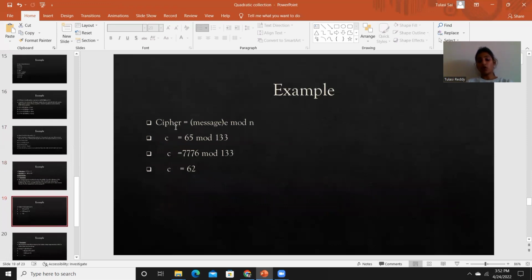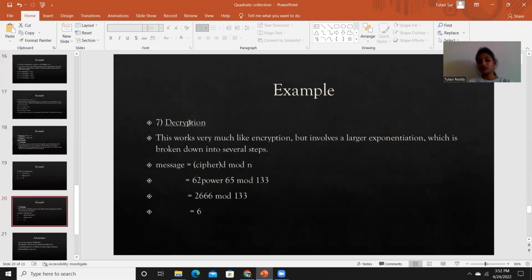So the formula is C equal to m power e mod n. So C equal to 6 power 5 mod 133. C equal to 7776 mod 133. So C equal to 62. We have found the encryption value. So the encryption value, the ciphertext, is C equal to 62.